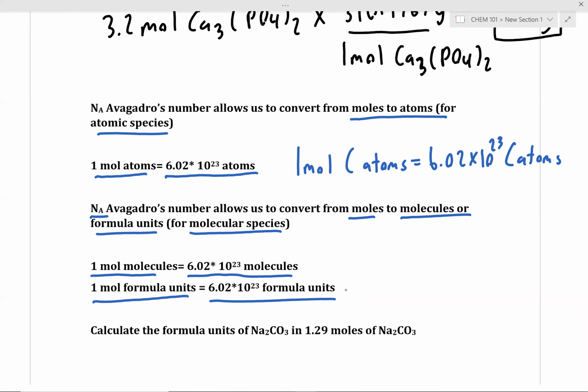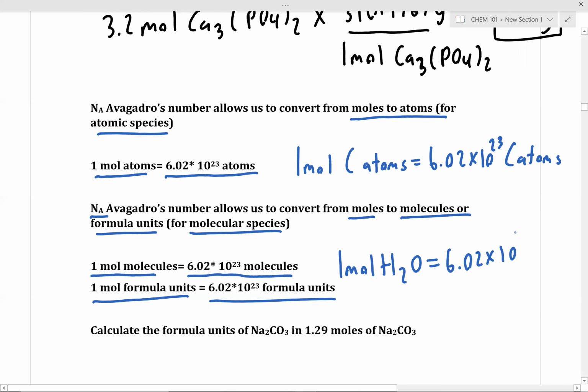For example, if I said I have 1 mole of water, this mole of water corresponds to how many water molecules? Yeah, 6.02 times 10 to the 23rd. But to be very clear, it's 6.02 times 10 to the 23rd water molecules.